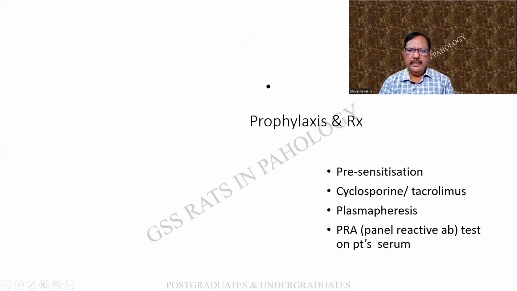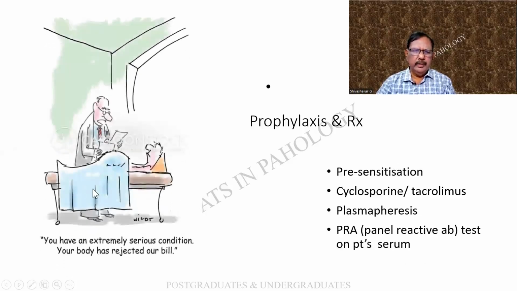What is the prophylaxis and treatment? One is pre-sensitization. Two, drugs. Probably there are newer drugs and there is an entire list of them. Kindly go through. Cyclosporin, tacrolimus, plasmapheresis, PRA, panel reactive antibody test on the patient's serum. This is something that you can mention. And this is fine. So there is a patient in whom the graft has been successful, but then his body is rejecting the.